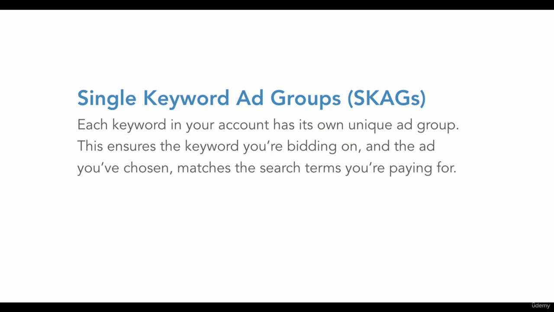That's where single keyword ad groups come in, or SKAGs. Each keyword in your account would have its own unique ad group under SKAGs. This would ensure that the keyword you are bidding on and the ad that you've chosen matches the search terms you're paying for. This is an example of SKAG structure.